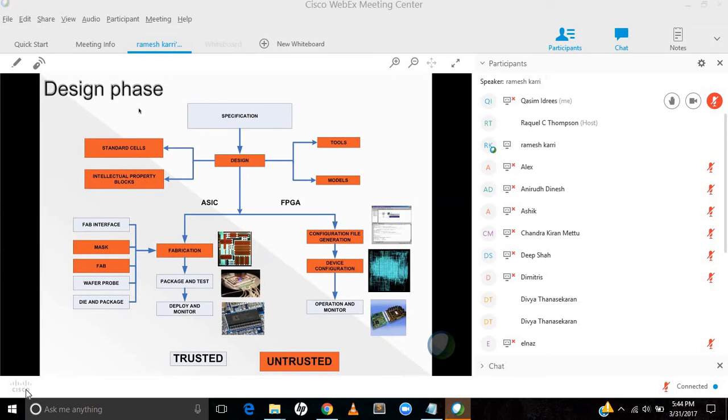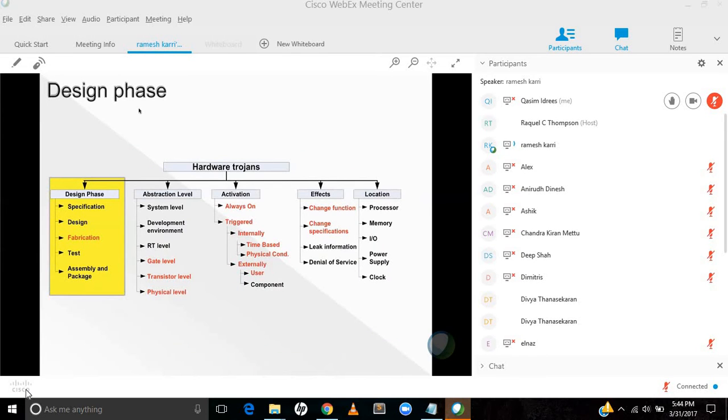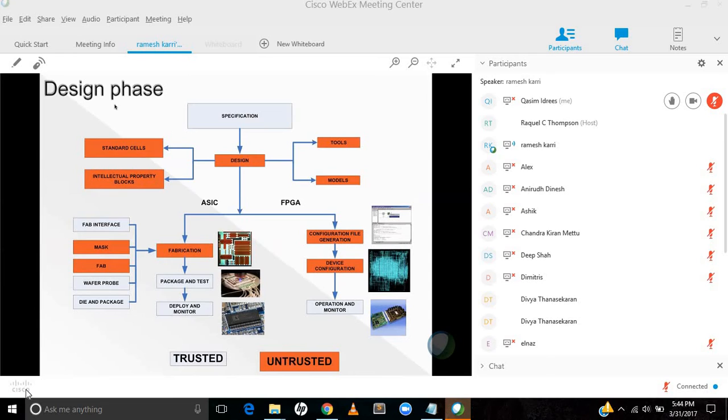Okay, good. So if you dig deeper a little bit, you will see the variety of things that can go wrong. If you look at the design phase, you can have malicious standard cells. You can have malicious third-party IP, which is VHDL code that you procure from somebody else and run through the flow. And at the design stage, there are a couple of other things: the tools themselves could be malicious, and the models themselves could be malicious.